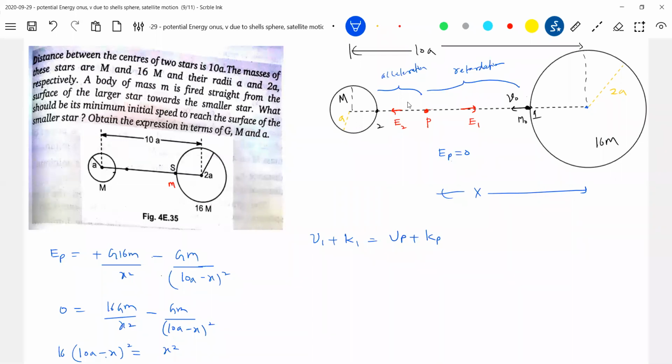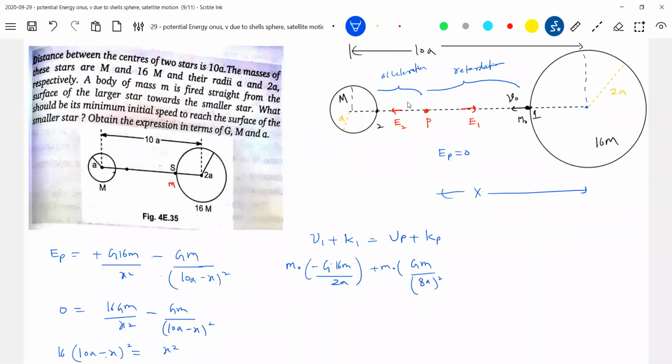That will calculate. So now interaction potential energy m0 into potential at point 1. Potential at point 1, what all? Due to both the spheres, no? So first due to sphere, I'll write minus G 16m by 2a. And what is the potential at point 1 due to this sphere? Because what is the separation between them? 10a. In that, you take it 2a. So this should be equal to Gm by 8a whole square.